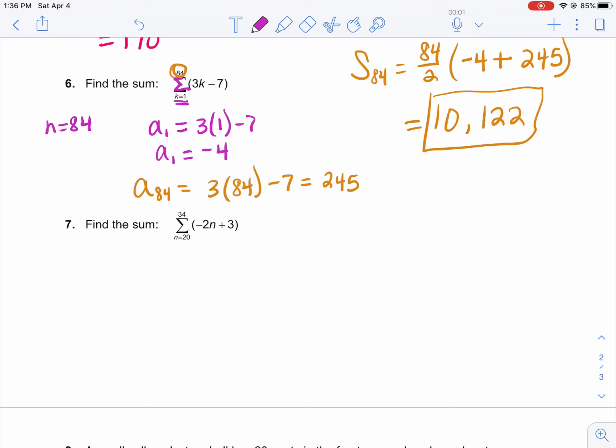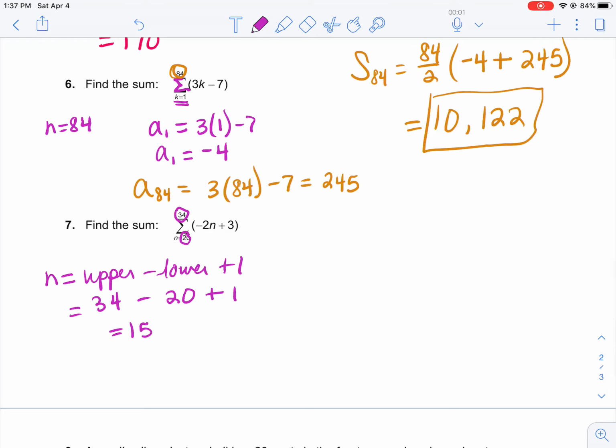And then last problem on here, we're going to go ahead and do the exact same thing. I'm taking the sum from 20 to 34. Now, keep in mind, 34 minus 20 is 14, but that's not how many terms I'm actually taking the sum of. If I want to figure out how many terms I'm actually taking the sum of, I need to do the upper number minus the lower number plus 1. So 34 minus 20 was 14, but then you need to add 1 to it, and I'm actually taking the sum of 15 numbers. So I'm trying to find the sum of 15 numbers.